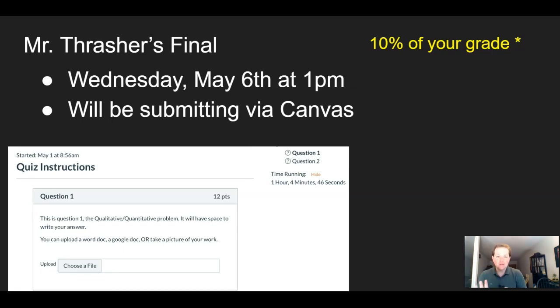Okay, first, on Canvas, your final exam, you can only see one question at a time. You're going to see question 1, the qualitative, quantitative. You're going to write out your answers. You're going to submit, and then you're going to move on to question 2. Once you move on to question 2, I have set up this quiz to not allow you to go back. And that's similar to the AP exam.